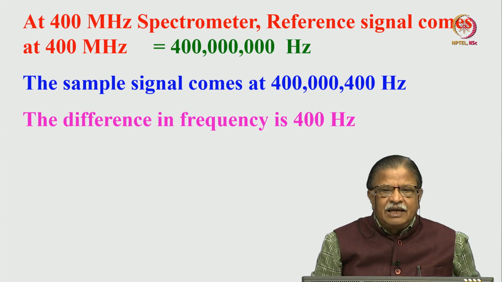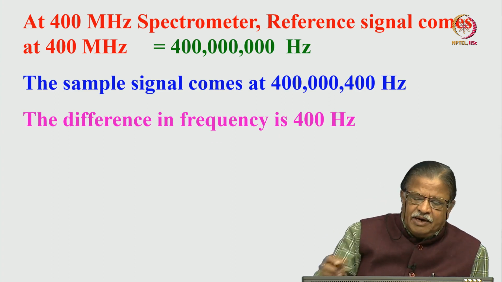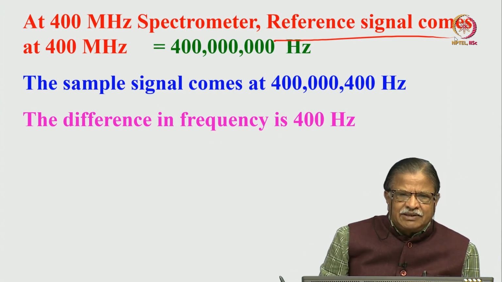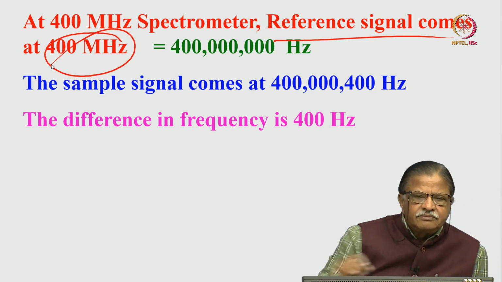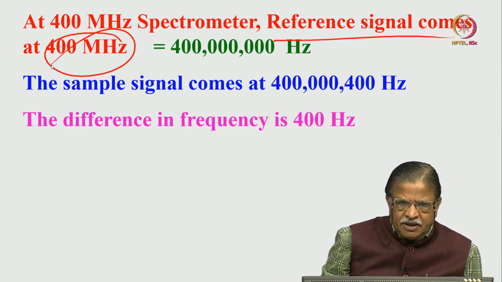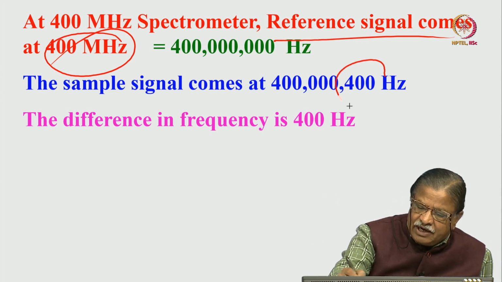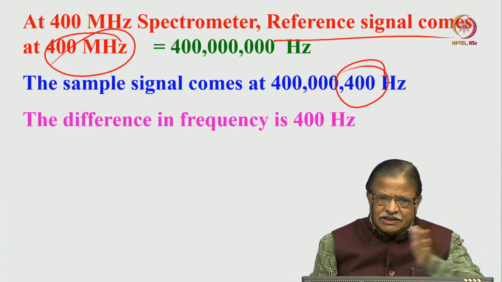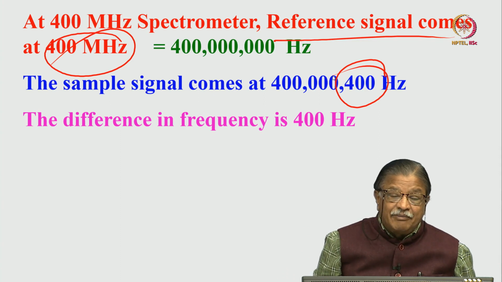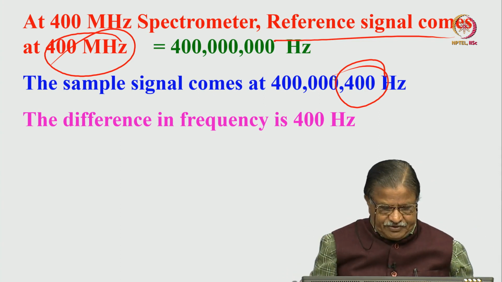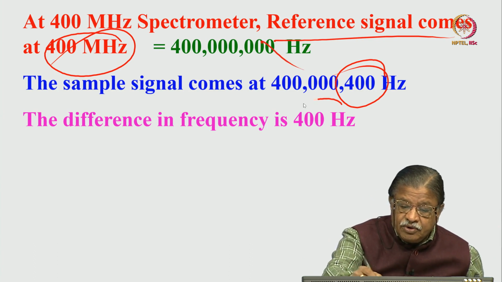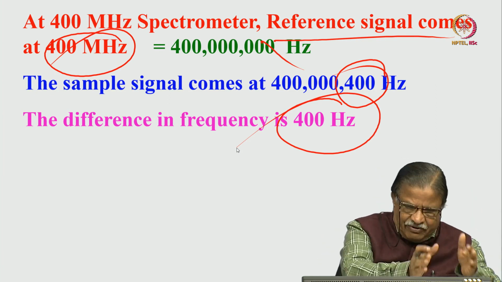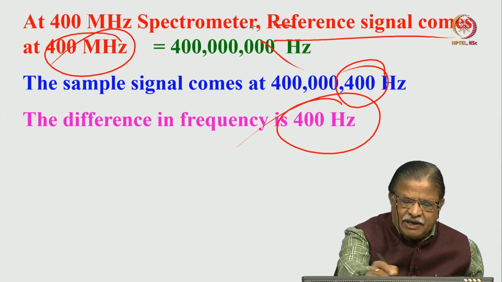How do we do that? Let us say I have a 400 megahertz spectrometer, and my reference signal comes at 400 megahertz. That is my reference TMS, and the signal comes at 400 megahertz plus 400 hertz. A small shift, as I told you, because of the induced field due to chemical environment at the site of the nucleus. What is the difference between these two? Only 400 hertz. So this is the differential value we got, frequency of the signal minus the frequency of the reference. This is my reference.